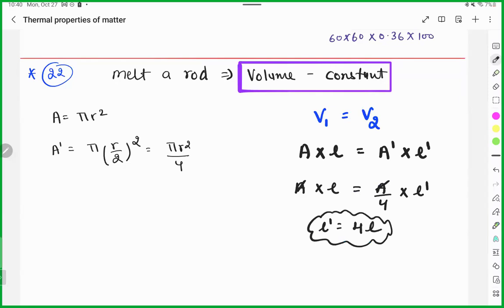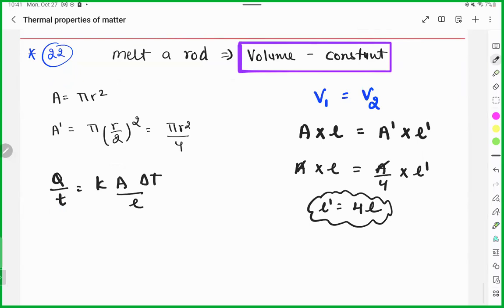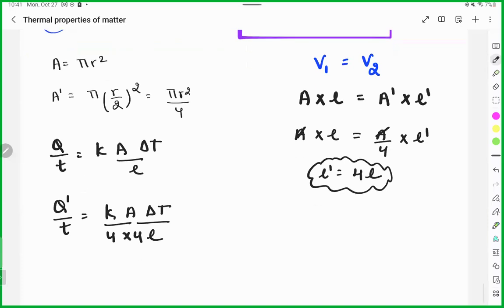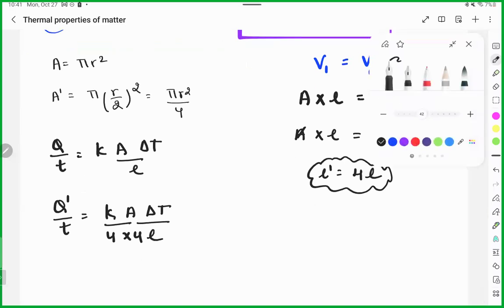Now you got everything. Now you can apply everything. So the initial heat per unit time was K A delta T by L. This is the original one. The new heat per unit time: K is the same because it is the same rod, area is A by 4, delta T is the same, and length is 4 times the original length. K A delta T by L is equal to Q.